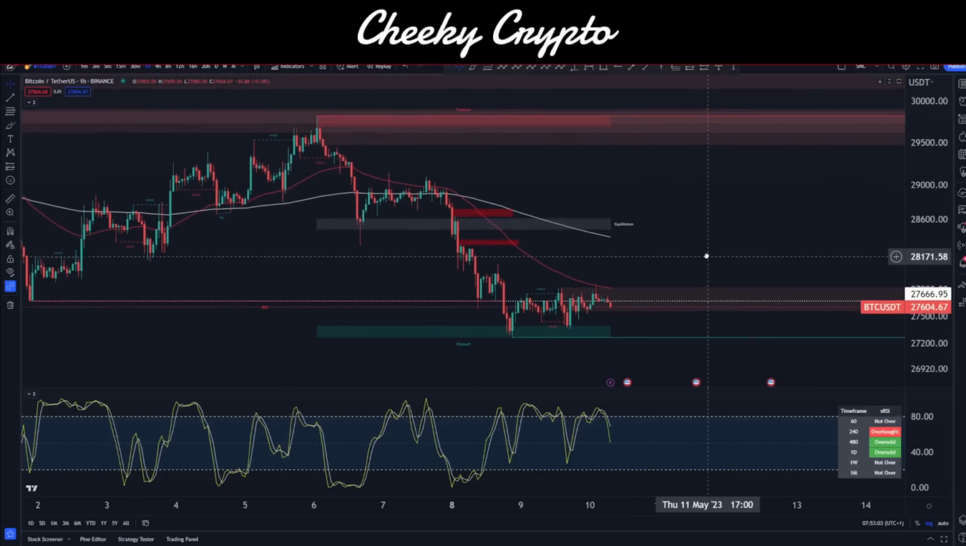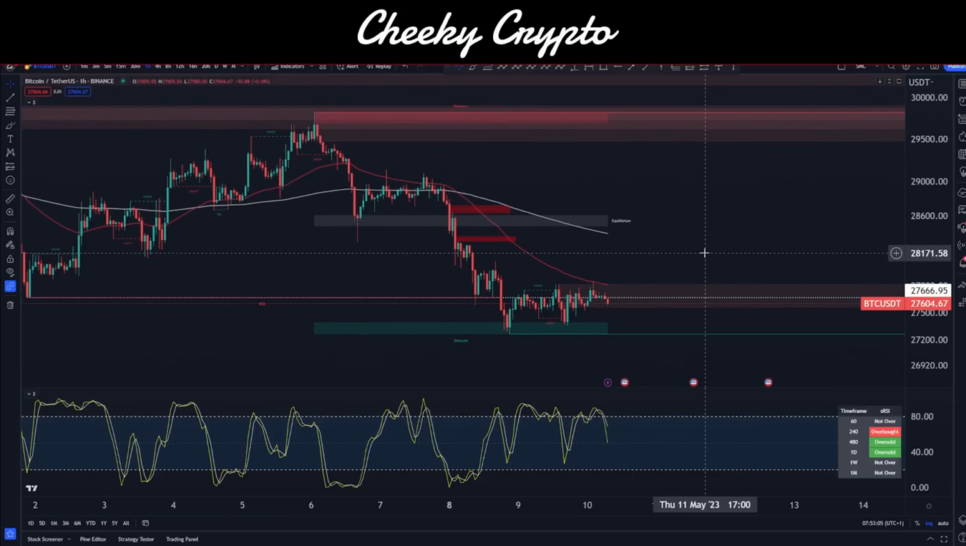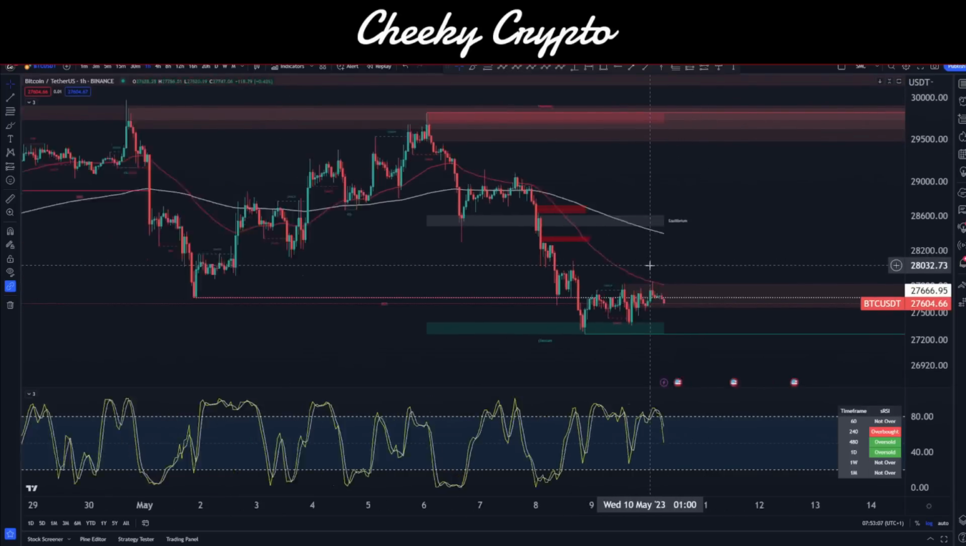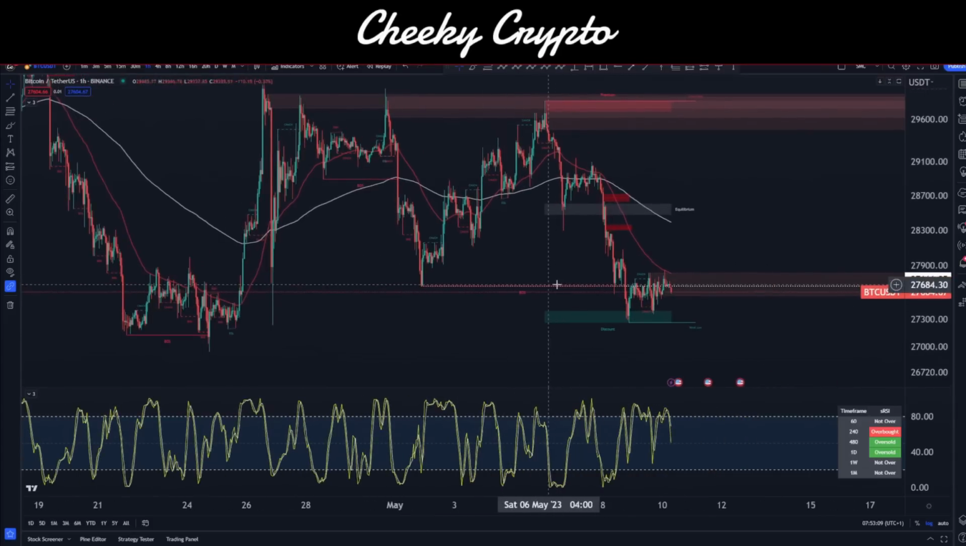Moving over into smart money concepts. Smart money concepts shows us again a bearish state of play. We can see that we had our break of structure over here on the 8th of May, confirming that we're still bearish.